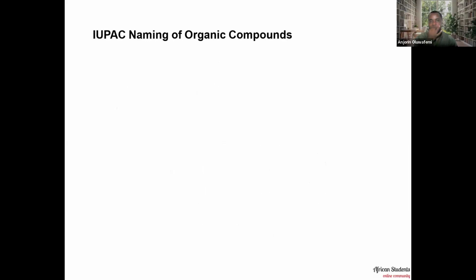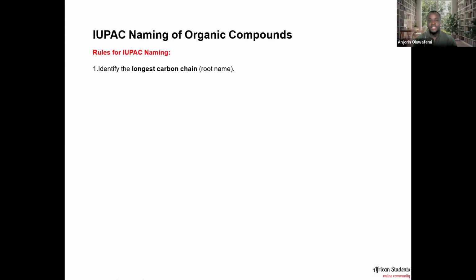Talk about IUPAC naming of organic compounds. IUPAC naming simply means the fundamental way that has been spelled out by the International Union of Pure and Applied Chemistry to name organic compounds. So what are the rules for IUPAC naming?